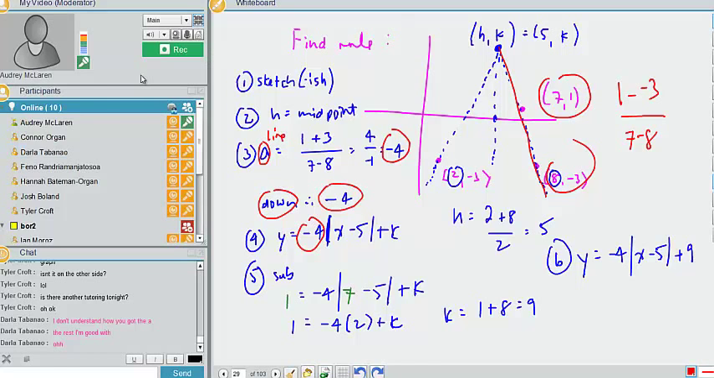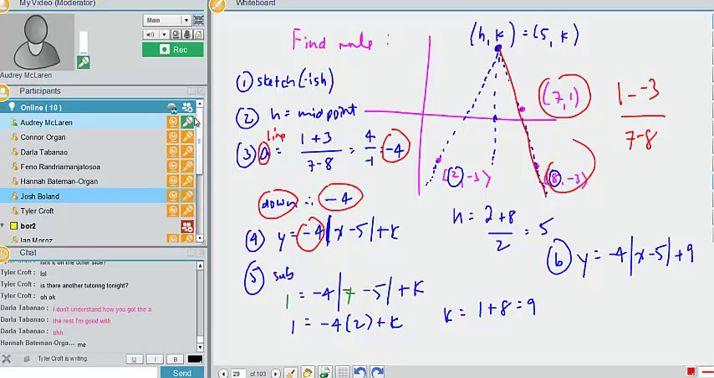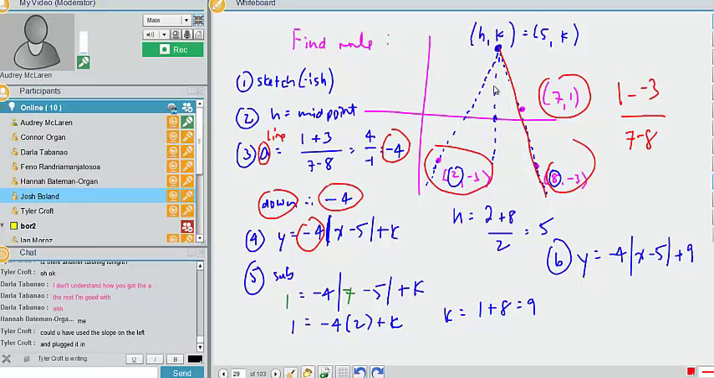Okay, any other questions? Okay, cool. Could you have used the slope on the left? Well, yes and no. The only problem with finding the slope on the left is that I only had 1 point on the left side. So I couldn't have calculated the slope just from that 1 point. Do you know what I'm saying?